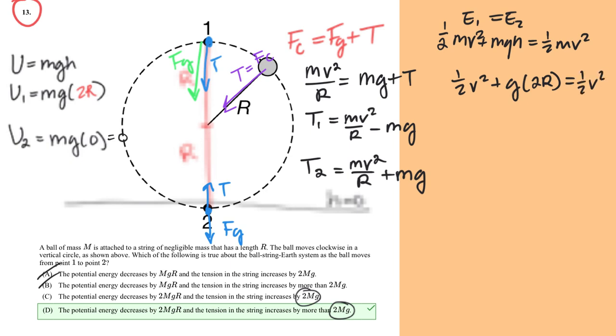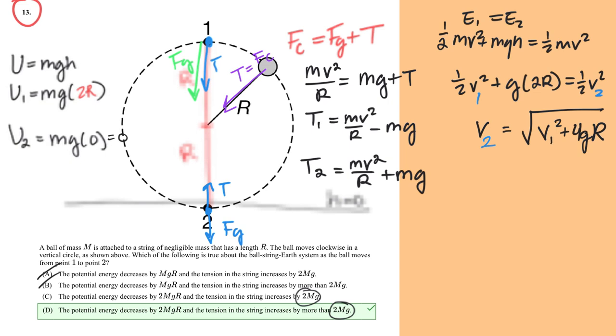If we solve for the velocity at position 2, which is my final position, right? So this is going to be 2, this is going to be 1. I'm going to get v at position 2 is going to be, just skipping a few steps, the square root of the velocity at 1 squared plus 4gr.